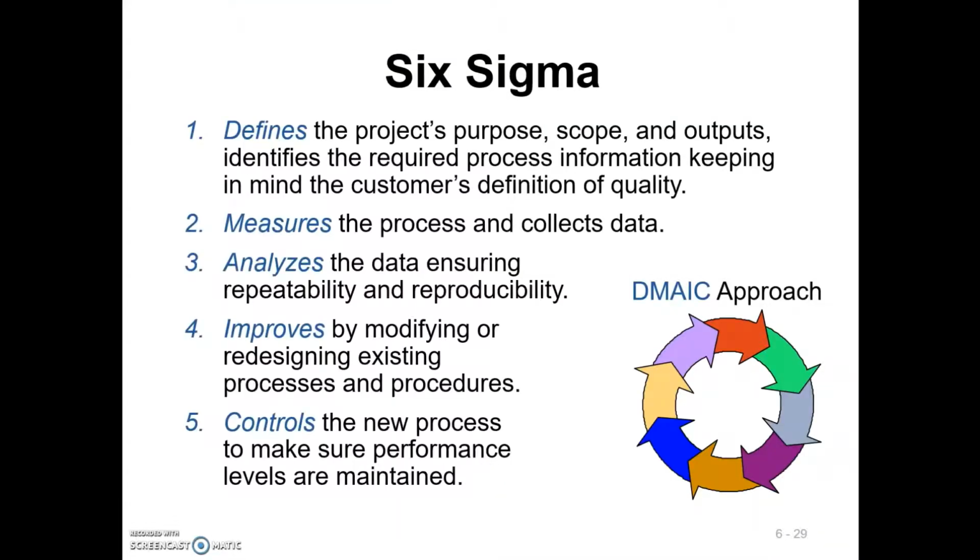The DMAIC consists of defining the project, measurement of process and collection of data, analysis of data, improvement in the process and procedures, and there needs to be controls in place to make sure that the performance levels are maintained.